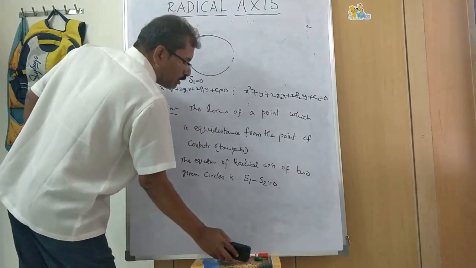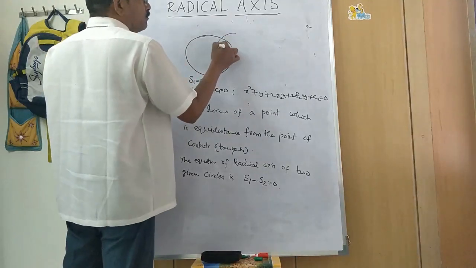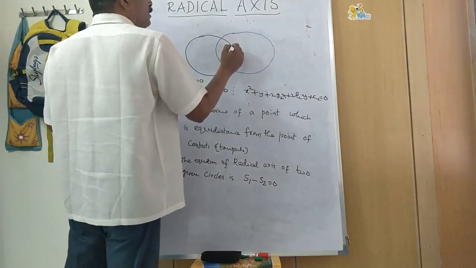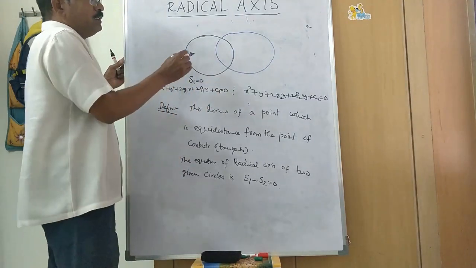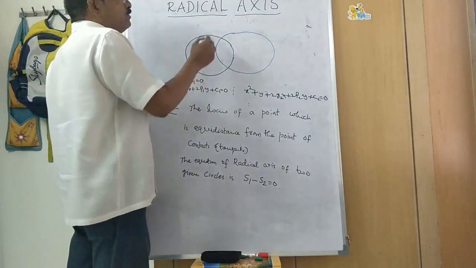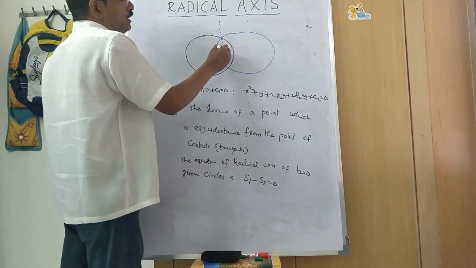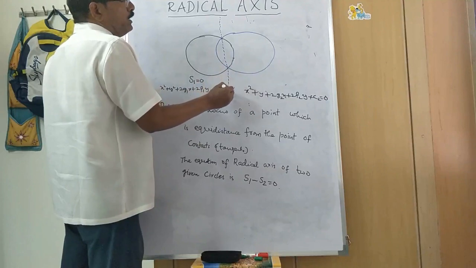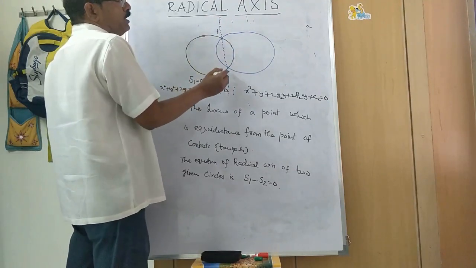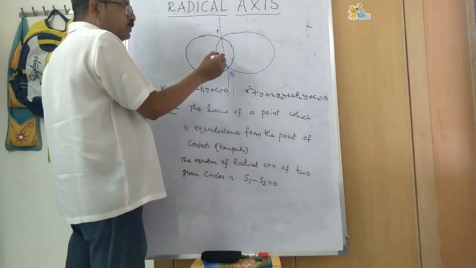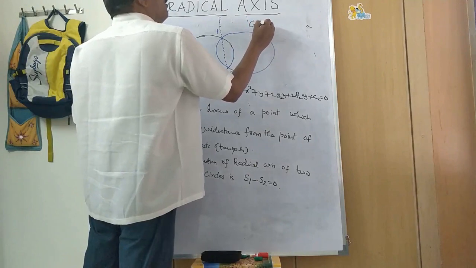In case 3, suppose my circles intersect each other, then what happens? If my circles intersect each other, then the radical axis is like this. It passes through the intersection points of the circles. Say P and Q. So the line PQ is called the common chord here.